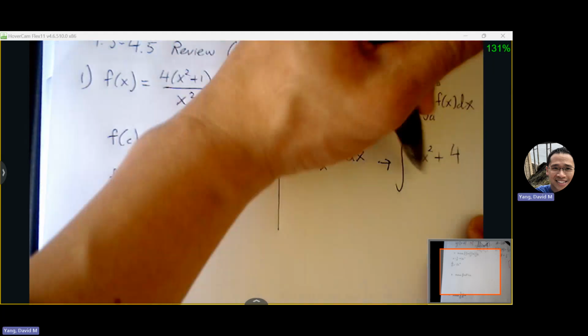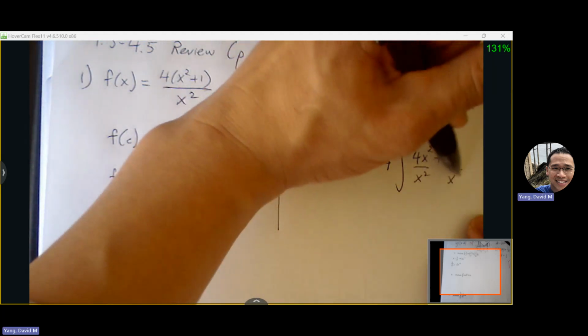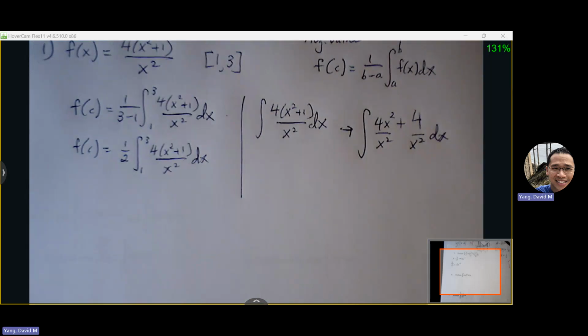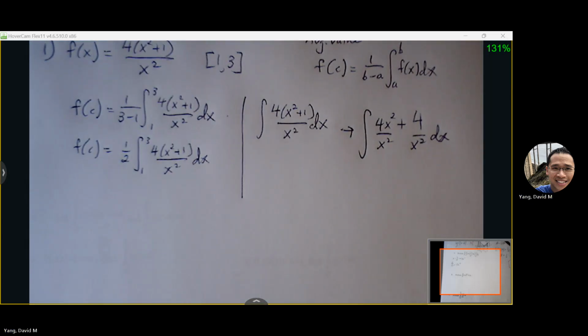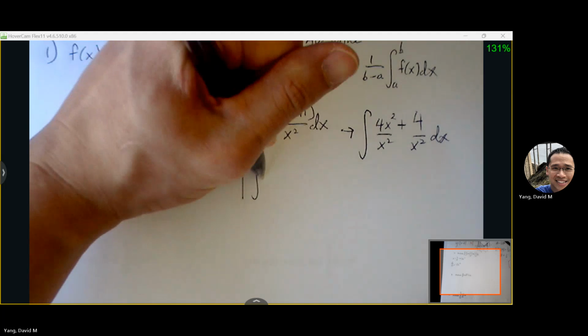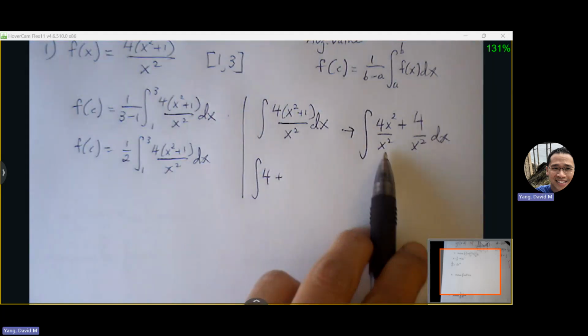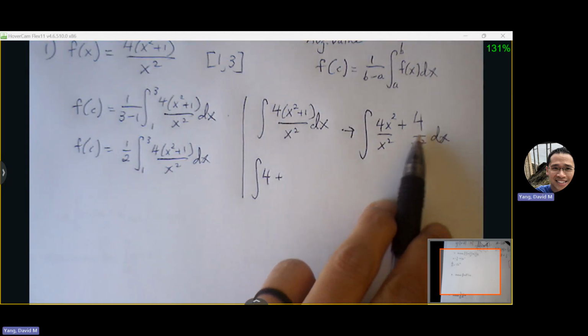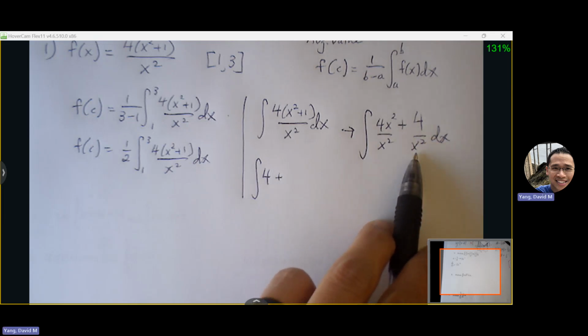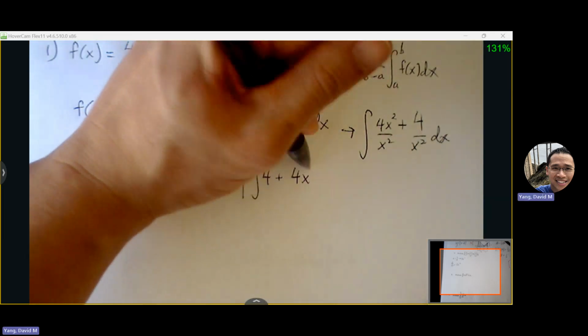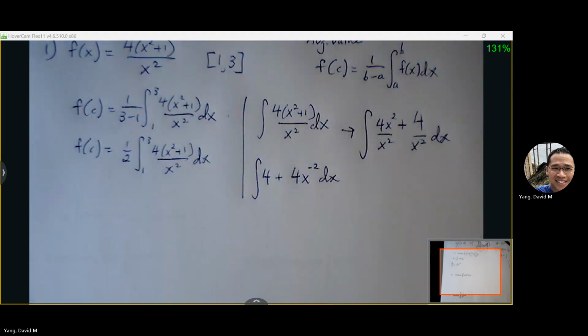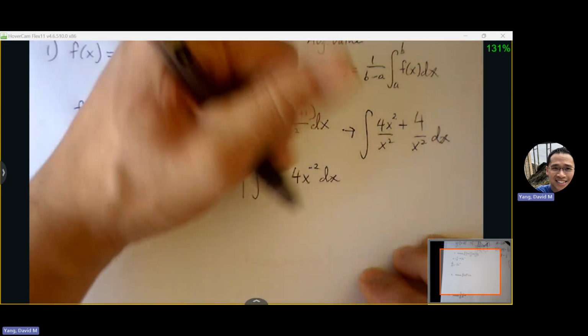So I'll distribute that 4 through, and I'm going to start separating into individual fractions. The x squared cancels out. 4 over x squared is not ready for power rule, so we want to bring that to the top. Okay, so now we have a much cleaner problem to work with. 4 becomes 4x. 4x to the -2 becomes 4x to the -1 over -1. So we're just applying power rule for these terms separately.